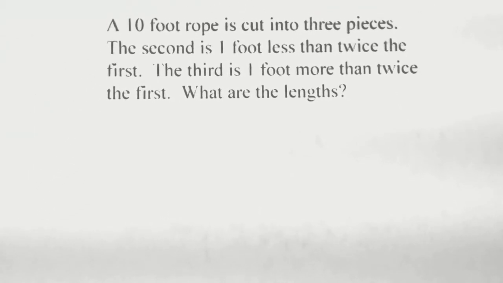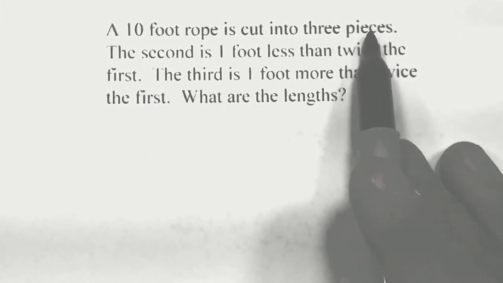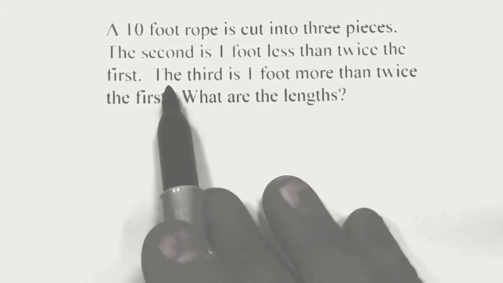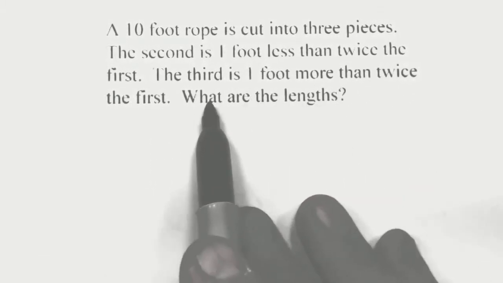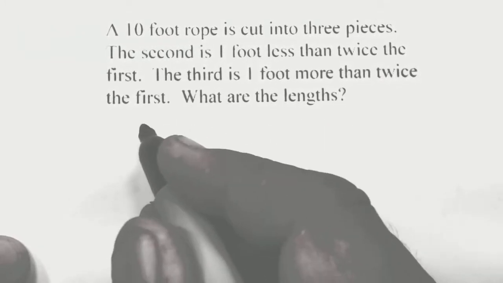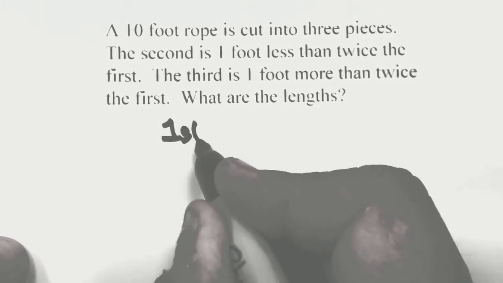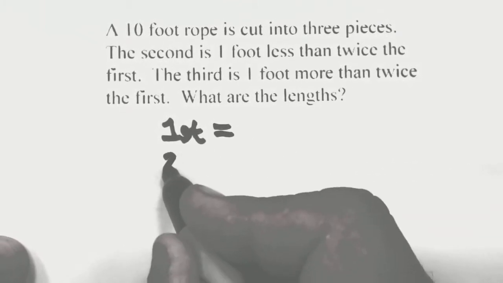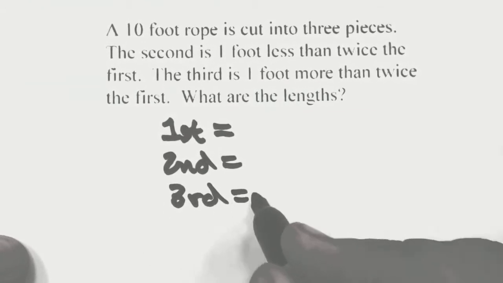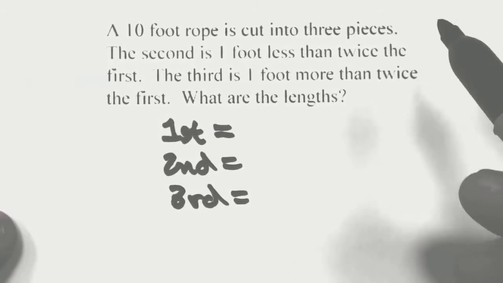Okay, here's another example here. A 10-foot rope is cut into 3 pieces. The second is 1 foot less than twice the first. The third is 1 foot more than twice the first. What are the lengths? Well, we've got 3 pieces here, so let's make ourselves a list. First piece equals, second piece equals, and third piece equals. Okay, now let's go back and do the comparisons.